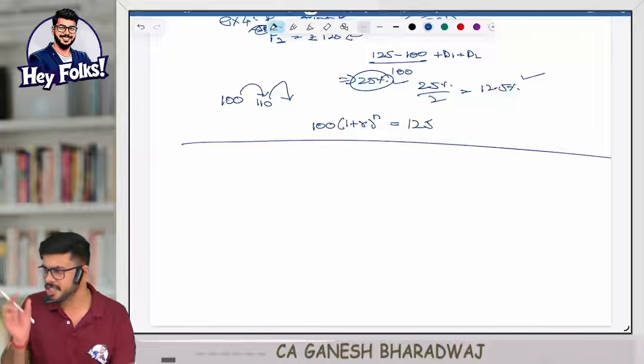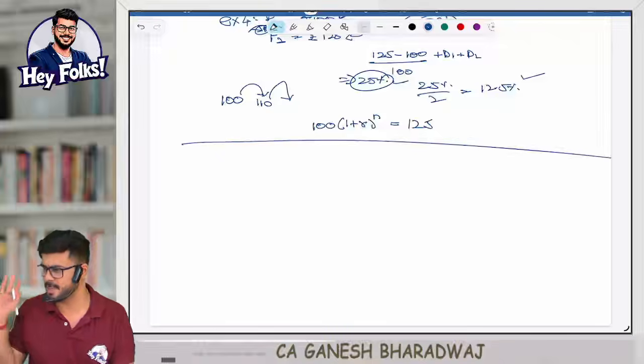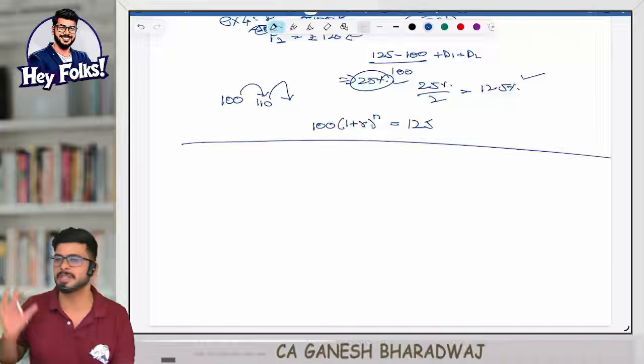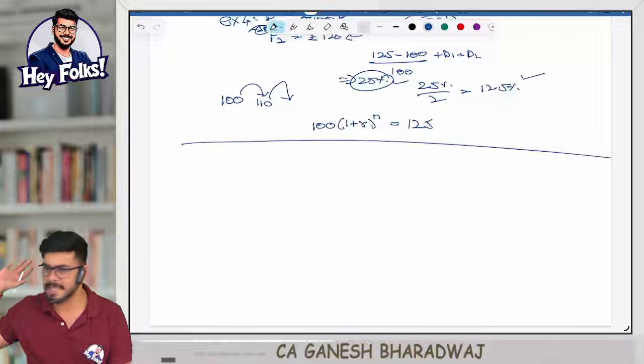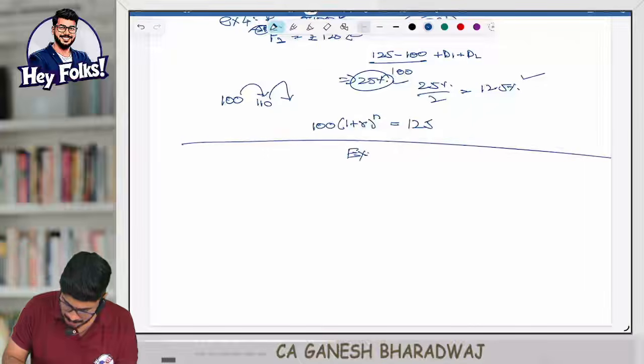Is this clear? So first we saw how to calculate return. Now we are seeing how to calculate expected return. What do you mean by expected return? If you invest in a particular instrument, what to expect from it is called expected return. Is that clear, guys?